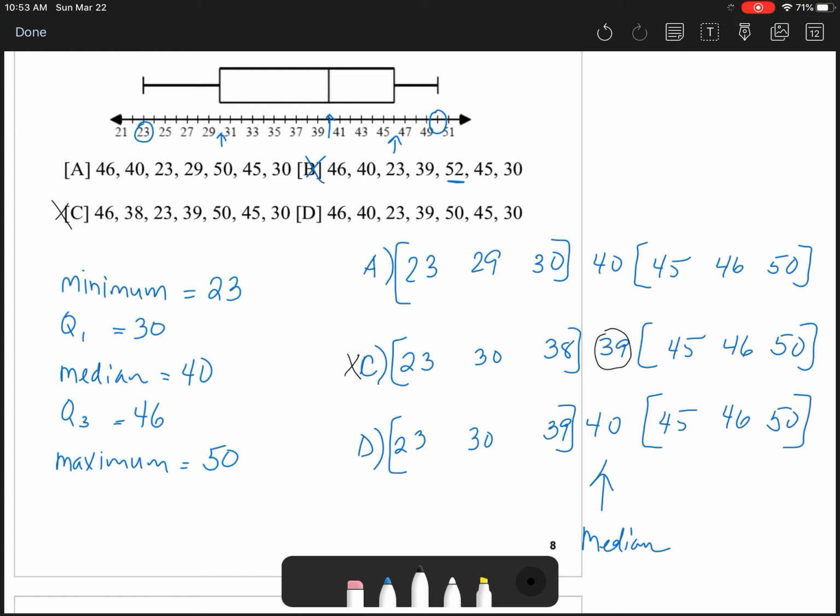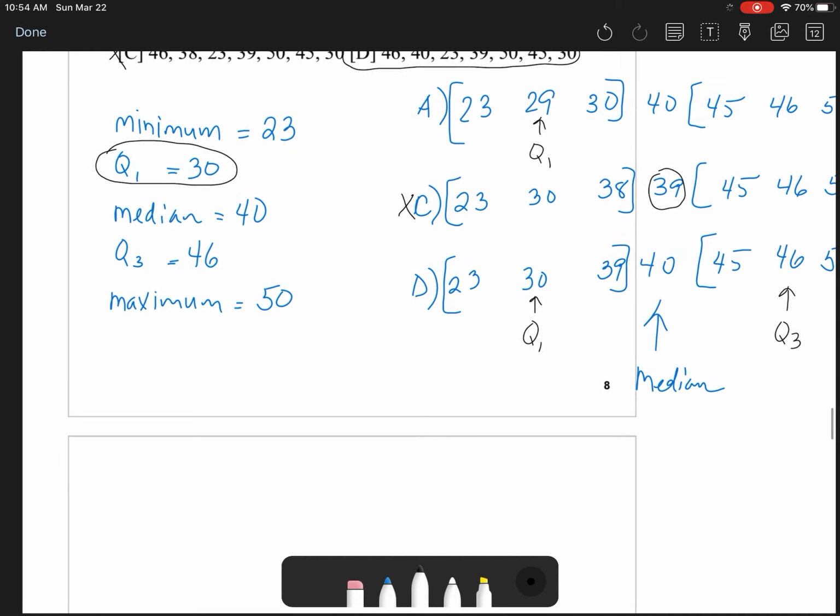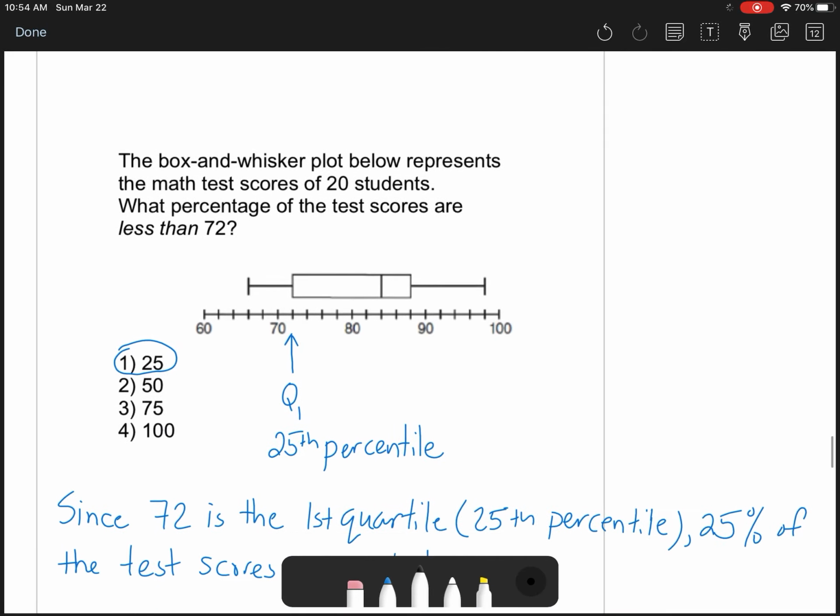Let's take a look and use now the Q1 and the Q3 to figure this one out. Looking at A, I can see that Q1 for this data is 29, but that's not Q1 for the overall data. It's actually equal to 30. Double check choice D. Here we have Q1. Here we have Q3. And that matches up with our information. So therefore the correct choice is D.